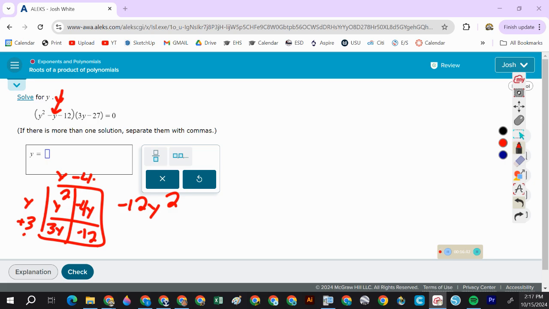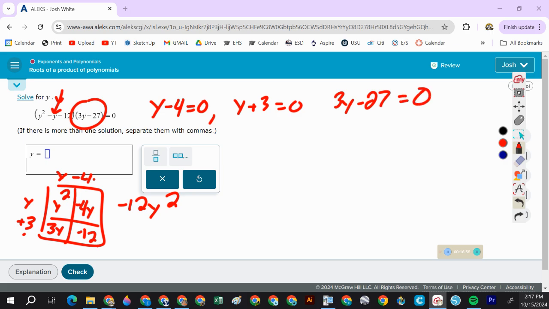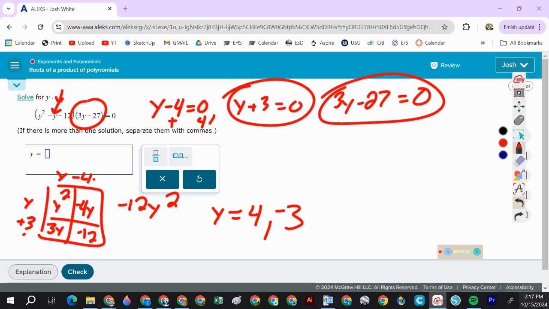Yeah. So my roots are based off of y minus 4 equals 0, y plus 3 equals 0, and then this one, 3y minus 27 equals 0. So we add 4 here, and I get y is 4. What's the root there? Subtract the 3, negative 3, and what about this root? We're going to add 27, and then divide by 3, and the answer is 9. Good job. Okay, those are the three roots.